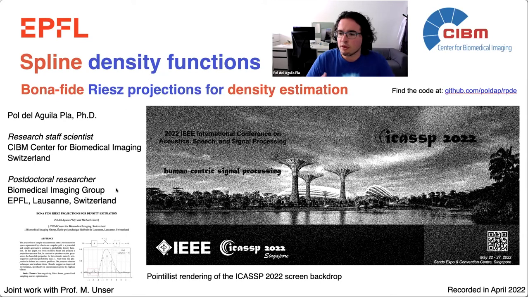So for those of you who haven't thought about the problem of density estimation before, here is a pointillist rendering of the conference backdrop, where this is for you to change the perspective of thinking, for example, of images as pixels where the value corresponds to the intensity, and see it more as it would be in density estimation, in which simply it's a cloud of points where the density of the points in each place depends on how dark the image initially was there.